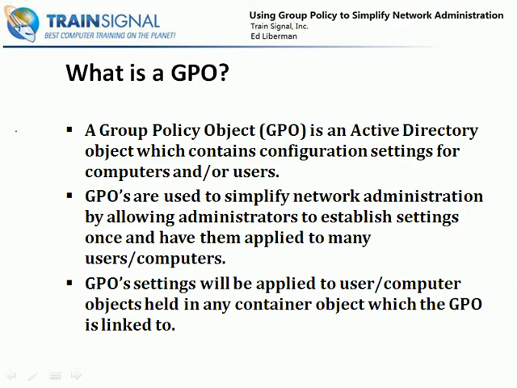Now, a GPO is an Active Directory object which contains configuration settings for computers and/or users. When we get into actually looking at one of these objects, you'll see the breakdown about where certain things control computers and certain things control users. Now, GPOs are used to simplify network administration, which is the title of this video, and it does so by allowing administrators to establish settings once.